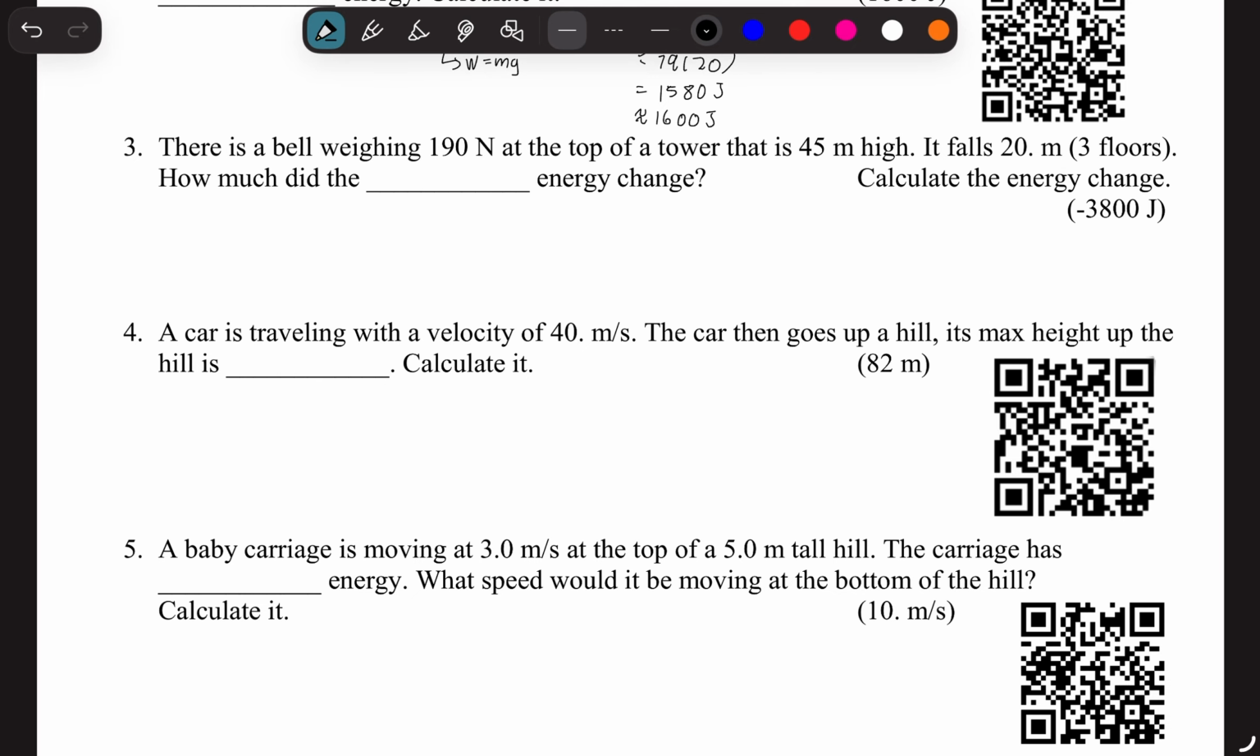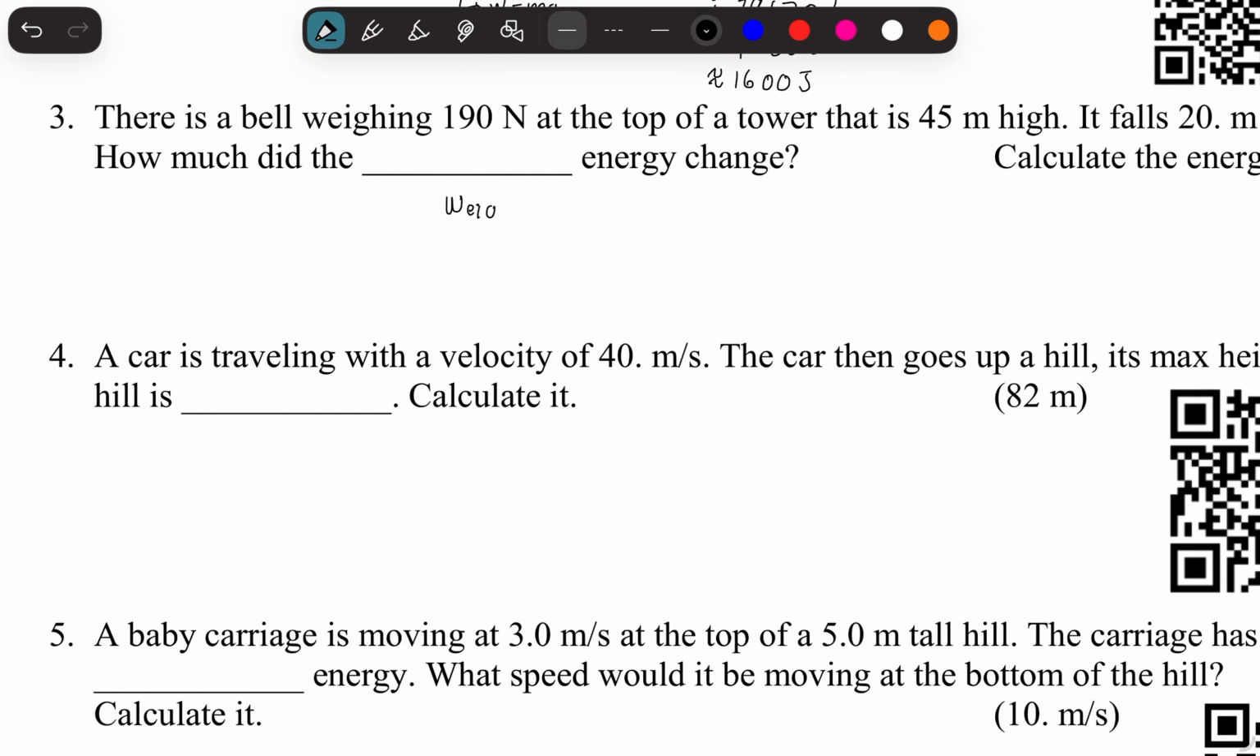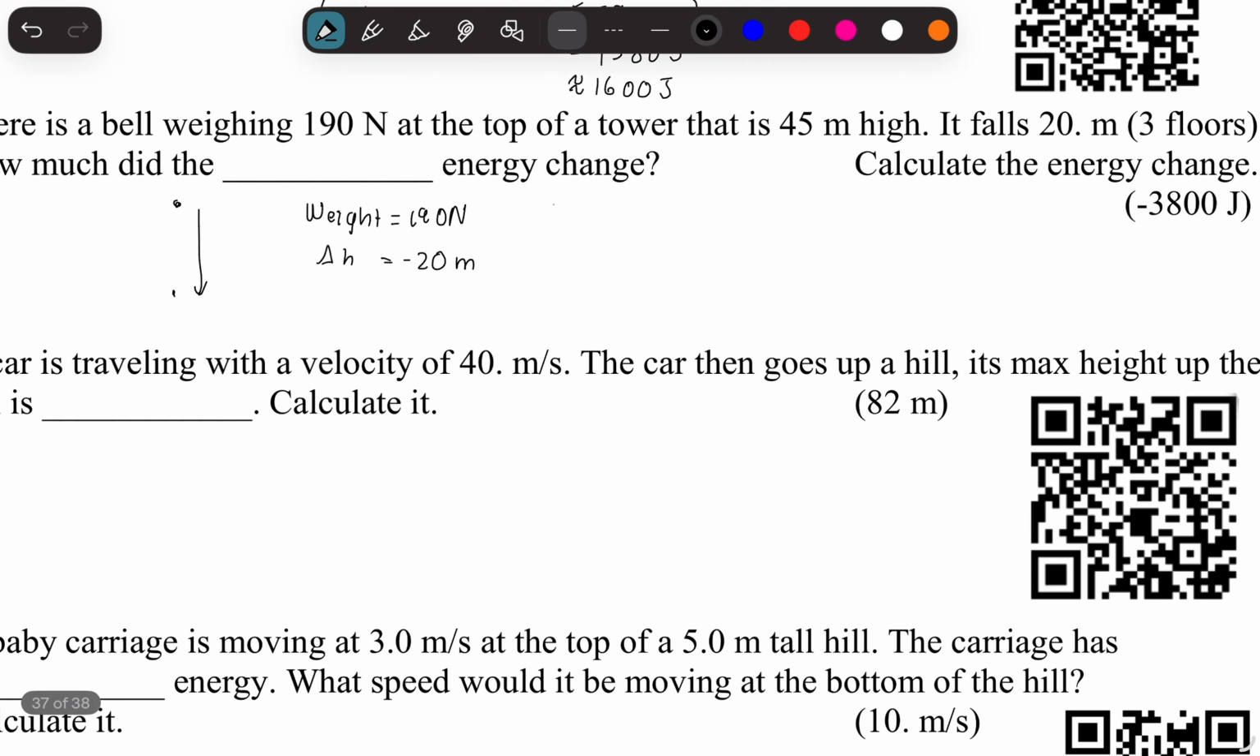There is a bell weighing 190 newtons at the top of a tower that is 45 meters high. It falls 20 meters. How much did the energy change? So we know that the weight is 190 newtons. Your change in height that it fell, we're going to consider it to be negative 20 meters because it fell from a state of higher to lower. So we're going to consider that to be a negative change. Now we want the potential energy change. That is going to equal the weight times your delta H.